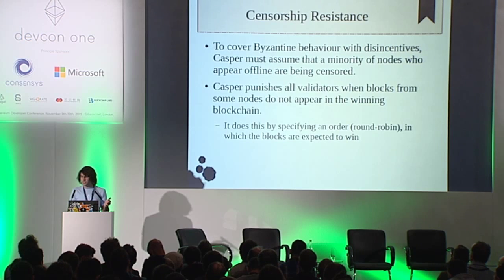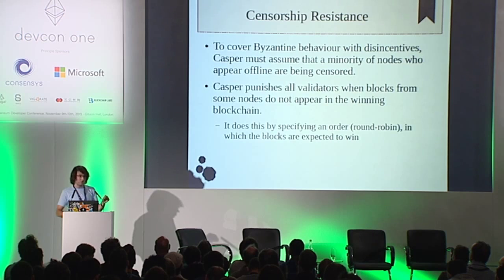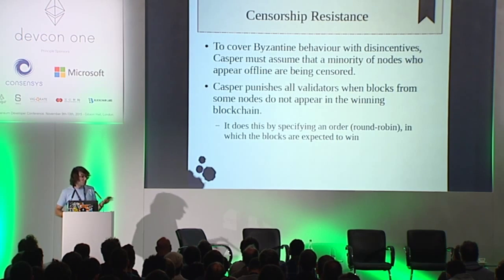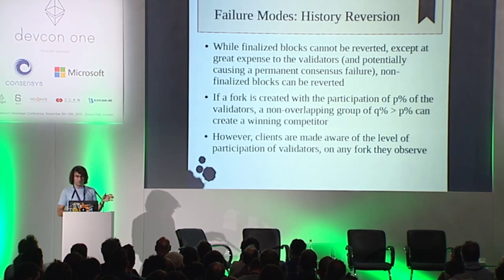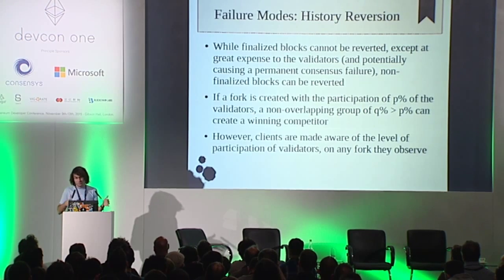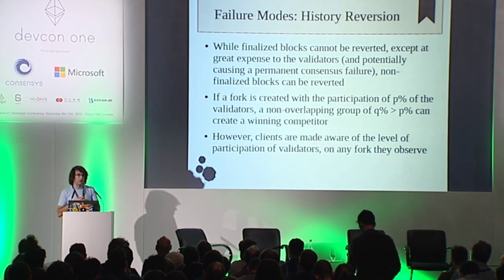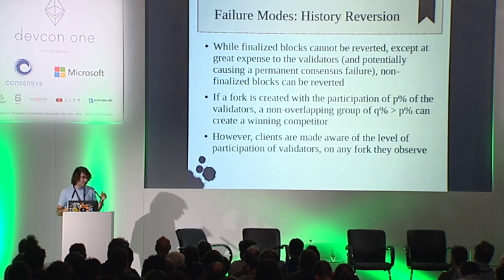Casper is designed to be censorship resistant. Basically, the way we do this is if some nodes are offline, we're going to assume that they were censored and punish everyone. So if you were to censor some minority, then the remaining everyone would lose money. So that if a large coalition were to cooperate to censor a minority, then they would have to do that at their expense. Unlike proof of work and traditional proof of stake, you don't get a raise for censoring. You lose money. Your salary goes down.